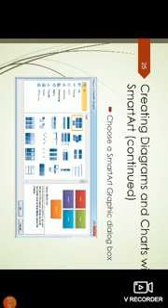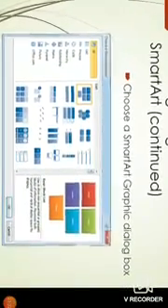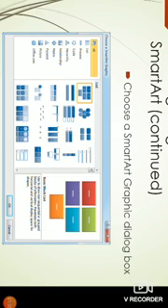So this is the SmartArt dialog box. First we have to click on insert, and in the illustrations group, click on SmartArt. Now the Choose a SmartArt Graphic dialog box appears. In this we have different options: all, list, process, cycle, hierarchy, relationship, matrix, pyramid, picture, Office.com. These are the options, and select any one option from these.